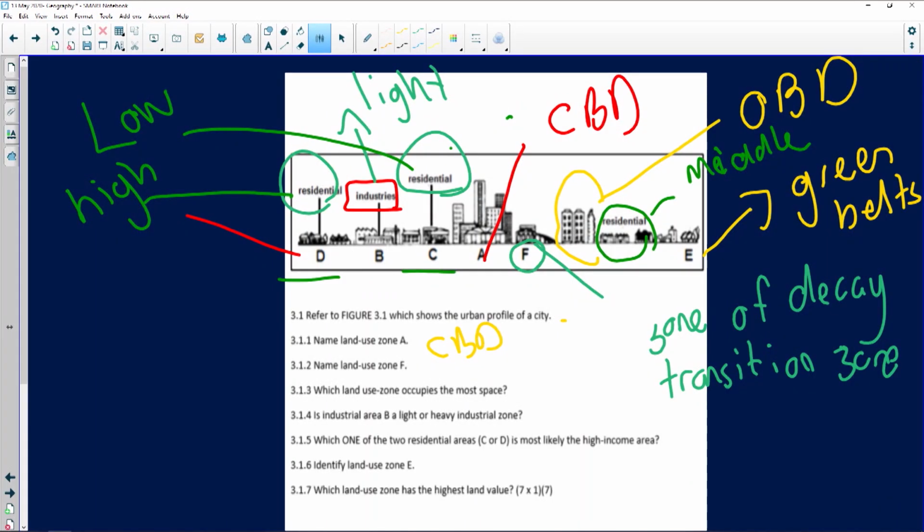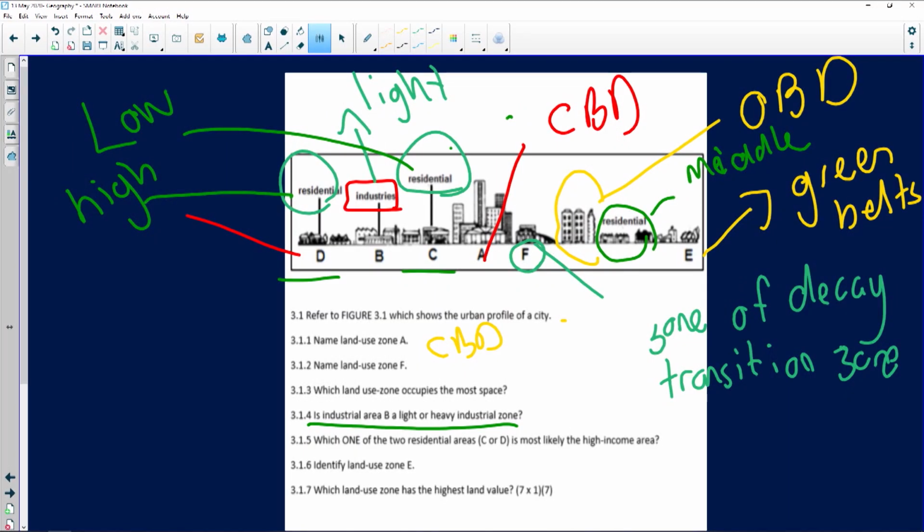Now, question 3.1.4, is industrial area B a light or heavy industrial zone? We discussed it by looking at our urban profile, and we identified it as a light industry, like textile industries, bakeries, for example. Why? Because there's going to be less pollution, noise and air pollution. That's the reason heavy industries are usually not allowed inside residential areas. Then question 3.1.5, we did answer that question. Sorry, I swapped the questions around.